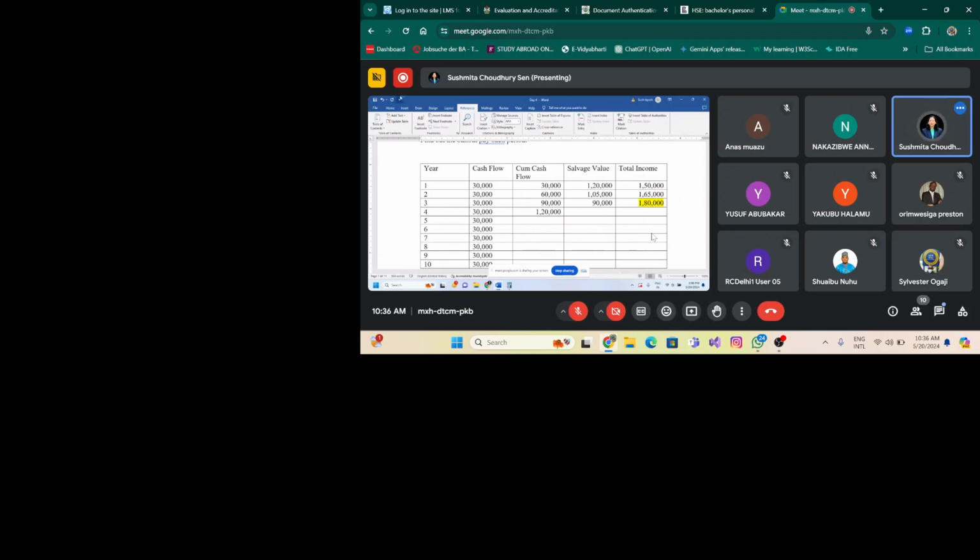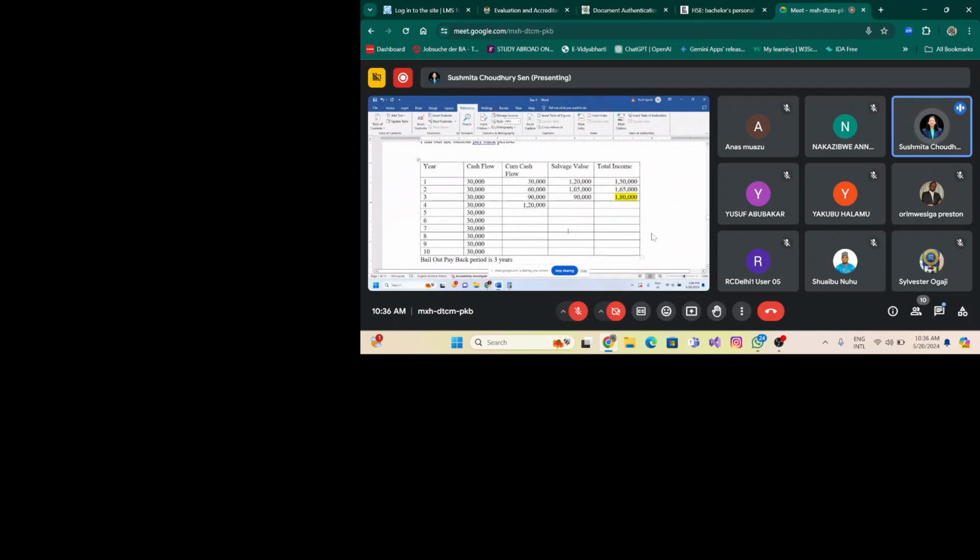Okay, so this is the scenario which says what if the project is discontinued and it is being sold out in between. So this is going to be the calculation on that case.